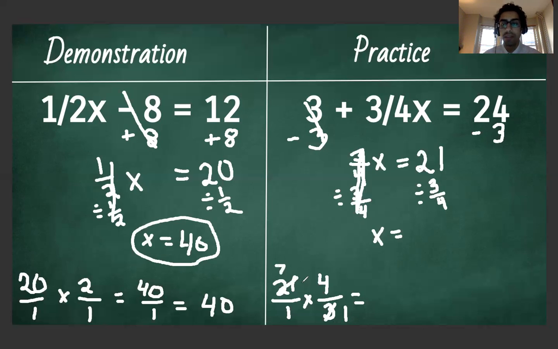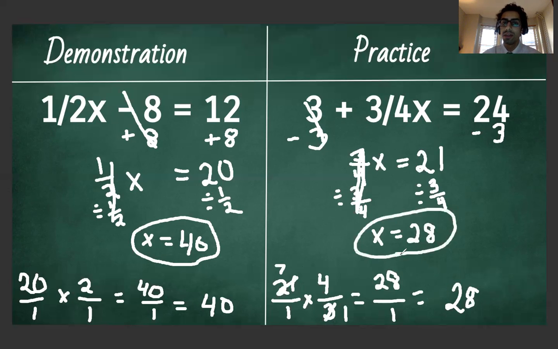Right? Again, if you didn't want to do that now, that's more than fine. You would just have to simplify your fraction later on. So I'm just getting it out of the way now. So now I can go ahead and cross multiply. 7 times 4 is 28. And 1 times 1 is 1. 28 over 1 is the same as 28. So my solution would be x equals 28. And that's that.